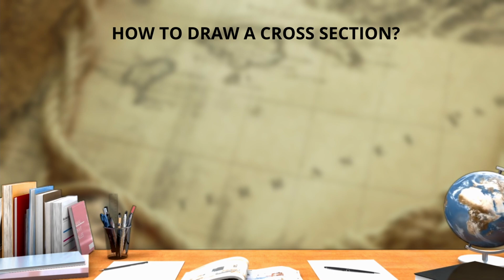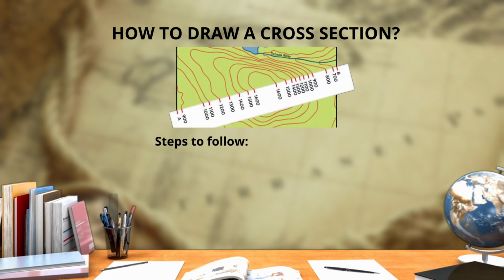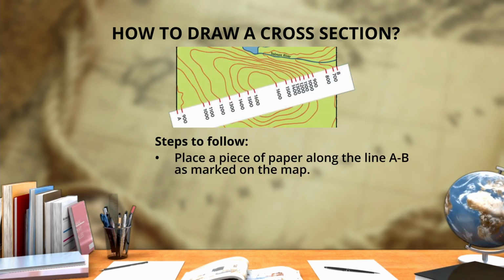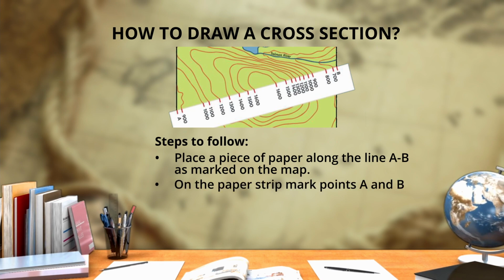Now let's look at the steps involved in drawing a cross section. The first step is to place a piece of paper along the line marked A to B as shown on the map, or the area that you are supposed to draw a cross section for. Now on that piece of paper, you mark A to B or point C to D as required by the examiner.